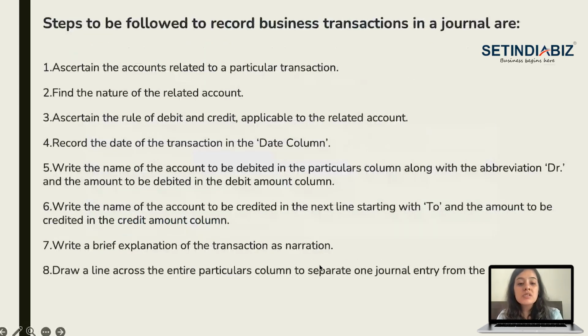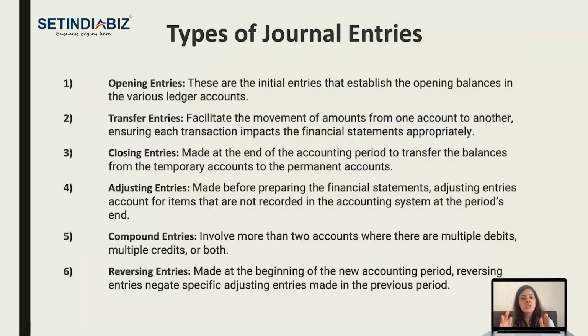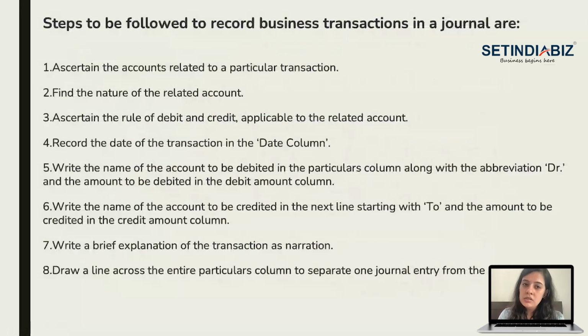So that was the narration. The thing we write in bracket below the credit entry is the narration. Draw a line across the entire particulars column to separate one journal entry from the other. Now, this is a basic thing that we have to draw a line here for the next entry, separating one entry from the other. Now, these were the steps to record a journal entry.